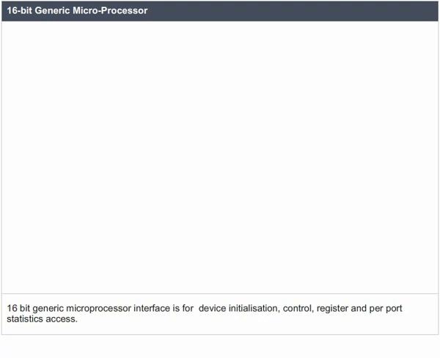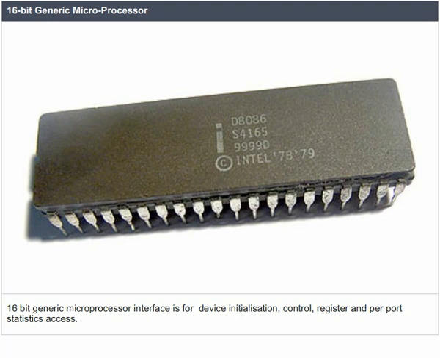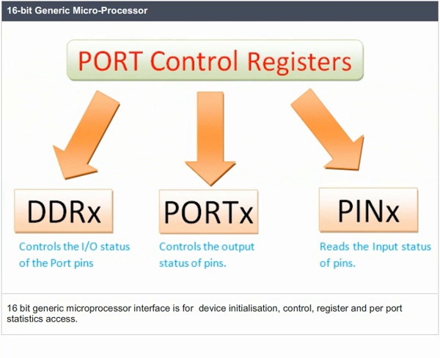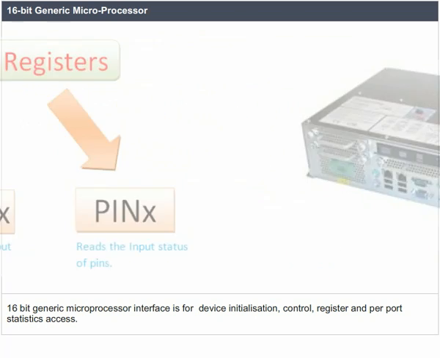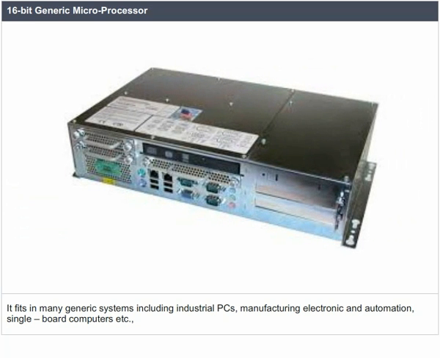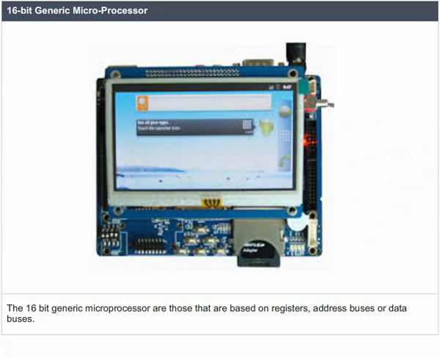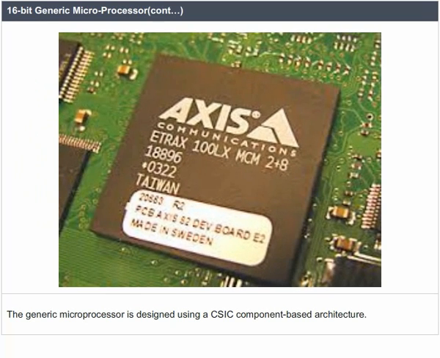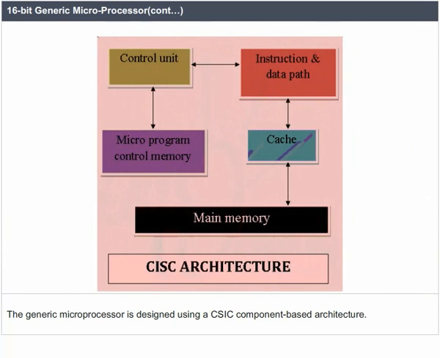16-bit generic microprocessor. The 16-bit generic microprocessor interface is for device initialization, control, register, and port statistics access. It fits in many generic systems including industrial PCs, manufacturing electronics and automation, single-board computers, etc. The 16-bit generic microprocessors are those that are based on registers, address buses, or data buses. The generic microprocessor is designed using a CSIC component-based architecture.